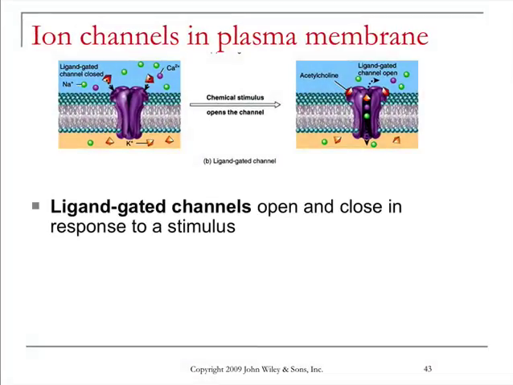Another type of channel is called a ligand-gated channel. These kinds of channels will open and close in response to a stimulus. The stimulus will be something that's a chemical such as acetylcholine, as we can see here. In other words, when acetylcholine is released from a motor neuron in order to stimulate a muscle fiber, the acetylcholine attaches to receptors that are in the motor end plate of the muscle fiber.